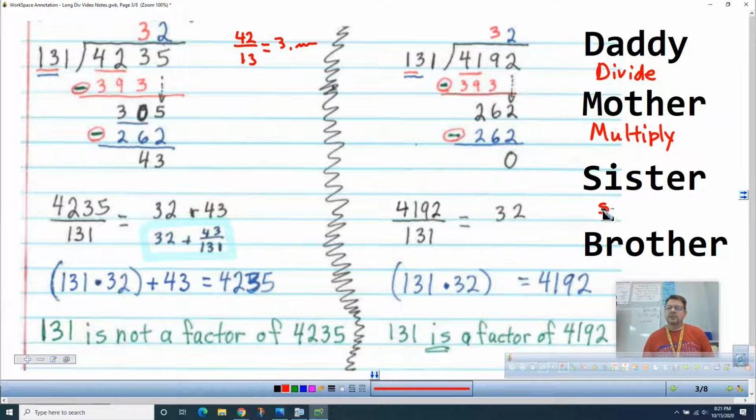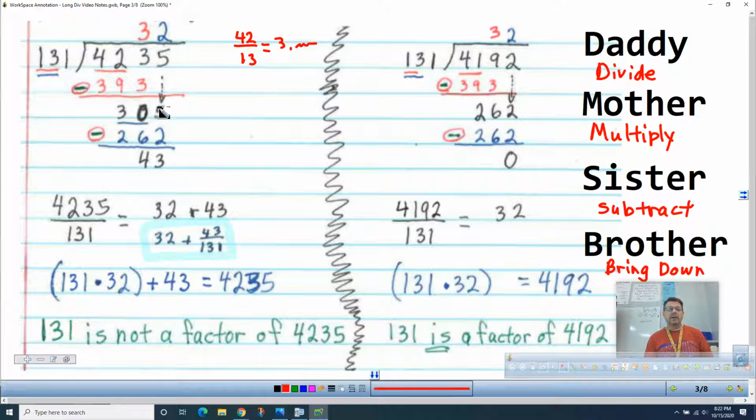That brings us to sister. Sister means subtract. So we put that subtraction symbol there. We did 423 minus 393 and got 30. And then that brings us to brother, and brother means bring down. So daddy, mother, sister, brother: divide, multiply, subtract, bring down. And then just keep repeating that process.